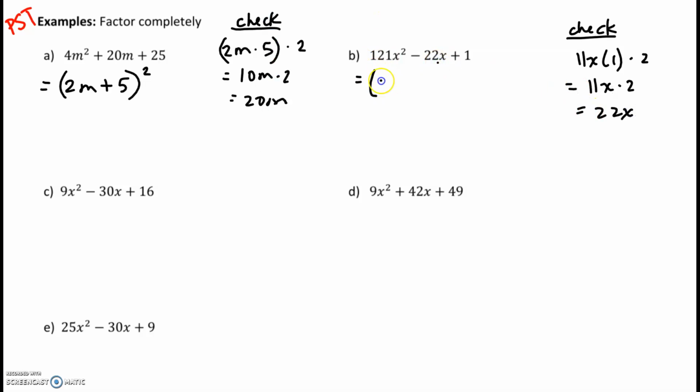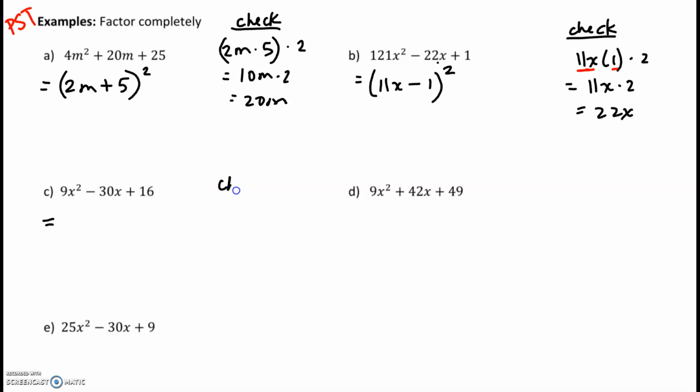The first term is going to be the 11x. The second term is the 1. And just a reminder, I'm using these factors here that we already square rooted. And we know that since it's a negative for the b value, it's a negative in my bracket, and we make it squared. Done. Okay, let's try the next one.